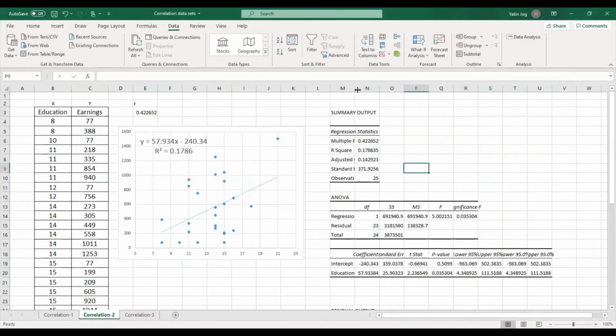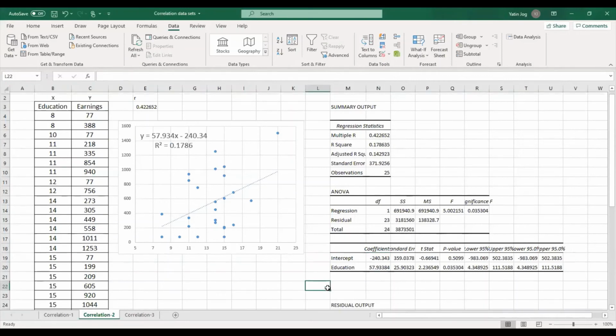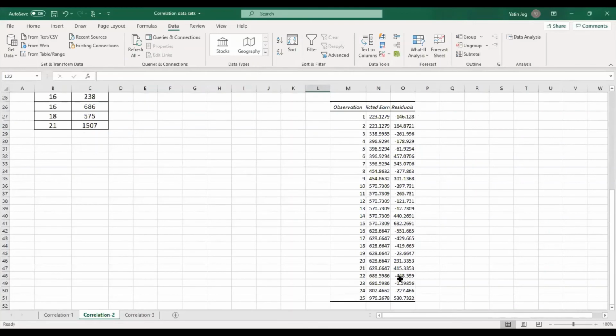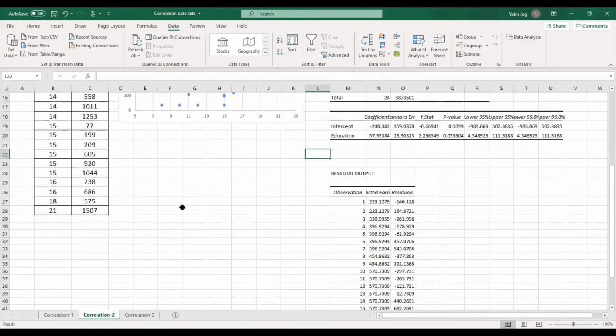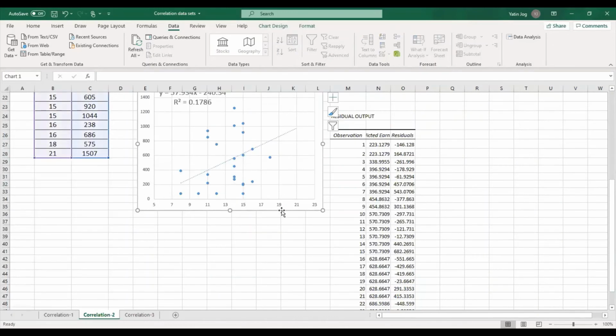So this is what I'm getting. I'm getting the same R square, 0.17, and the same coefficients: minus 240 is the constant, and 57.93 is the X coefficient. Now if you look at the residual output, these are my residual outputs. These are the deviations from my predicted, expected value. Now we are going to do some residual analysis also. I'll just keep the graph here itself so that I can use the graph for residual analysis also.